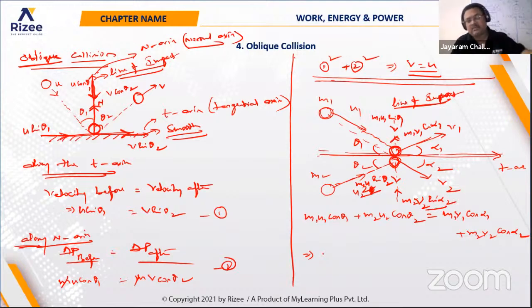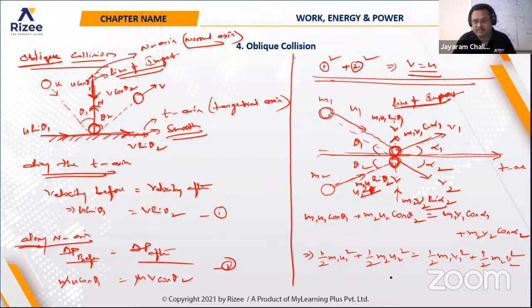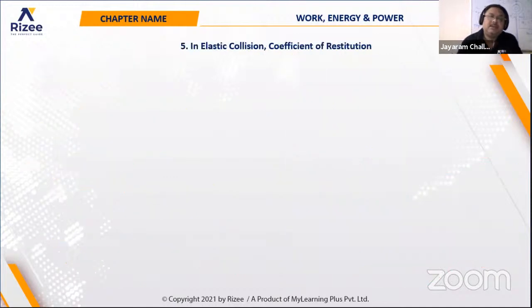If it is an elastic collision, obviously the law of conservation of energy will also be satisfied. That can be written as half m1 u1 square plus half m2 u2 square is equal to half m1 v1 square plus half m2 v2 square. So this is your oblique collision in the two-dimensional case.